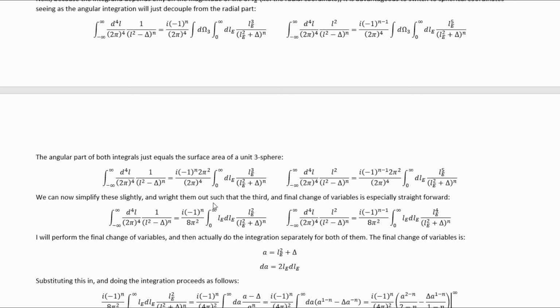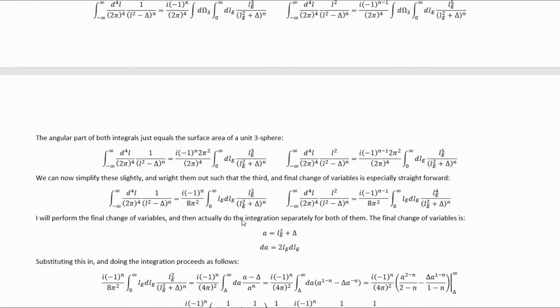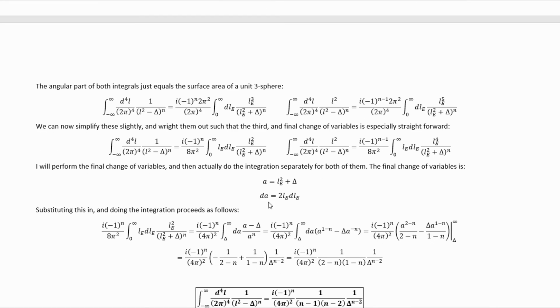The first coordinate transformation, of course, was from K to L. The second one was to these hyperspherical coordinates for four-dimensional space, and now this third one will be this A change of variables. Now the main change I'm making here to make it super double extra easy to make this change of variables to A is I'm bothering to bring a factor of L_E right next to the differential, because dA equals 2 L_E dL_E.